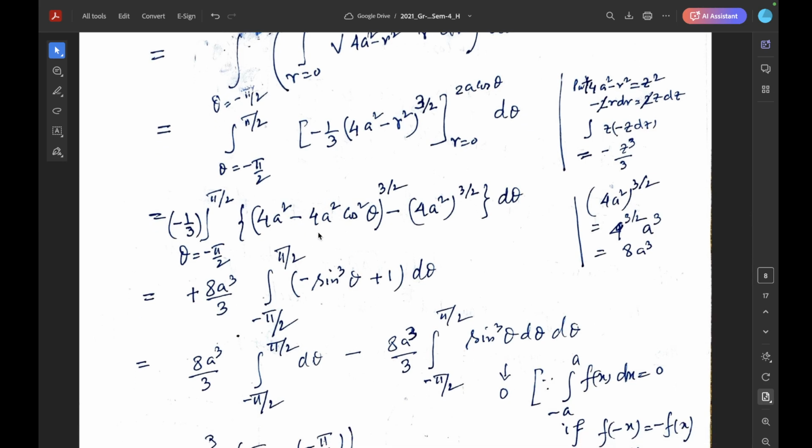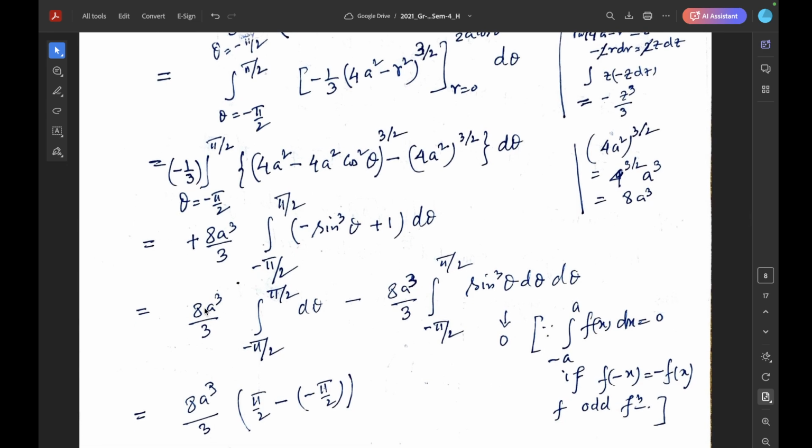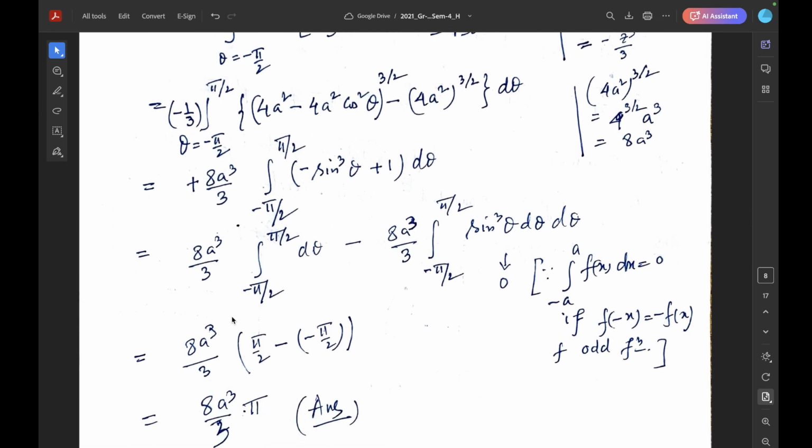And this 1 minus cos square theta, 1 minus cos square theta whole to the power 3 by 2, is sin square theta to the power 3 by 2, so sin cube theta. And the common 4a square whole to the power 3 by 2 is for the minus 1, so taking minus again 1 minus sin cube theta, so 8a cube by 3 integration from minus pi by 2 to pi by 2 of d theta, minus 8a cube by 3 integration from minus pi by 2 to pi by 2 of sin cube theta d theta.